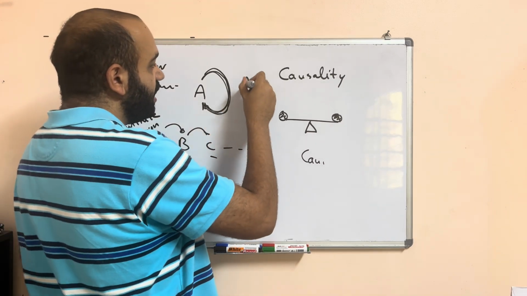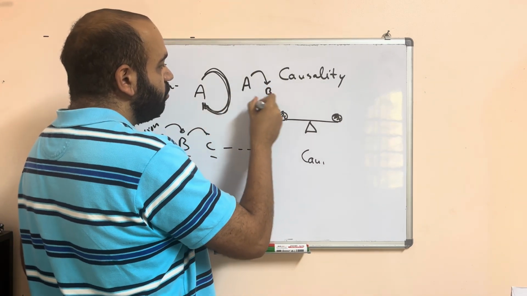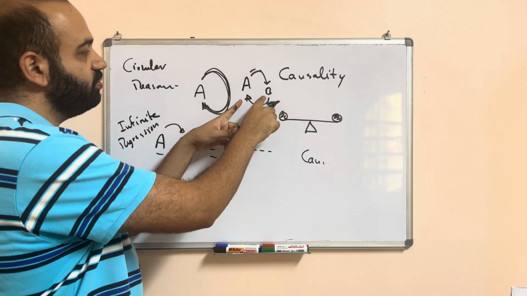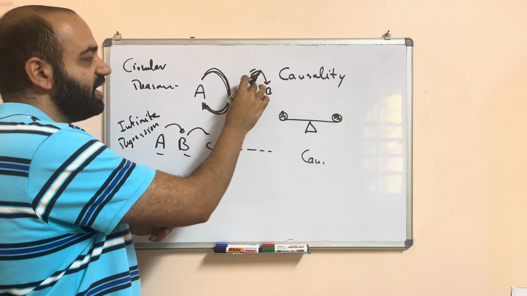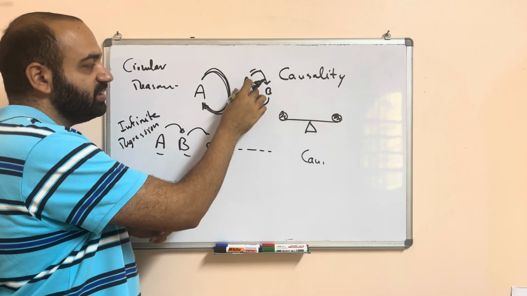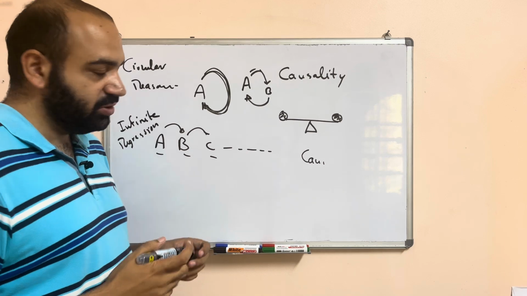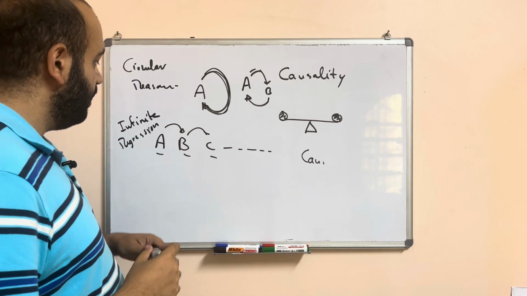Or I can say that A caused B and B caused A. So this is also a logical impossibility, that A depends on B and B depends on A. So it means that A exists and does not exist at the same time, which defies the law of contradiction.